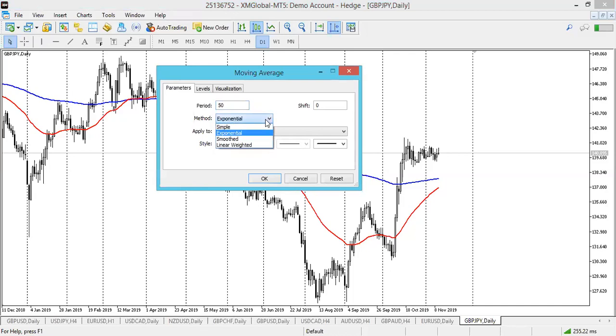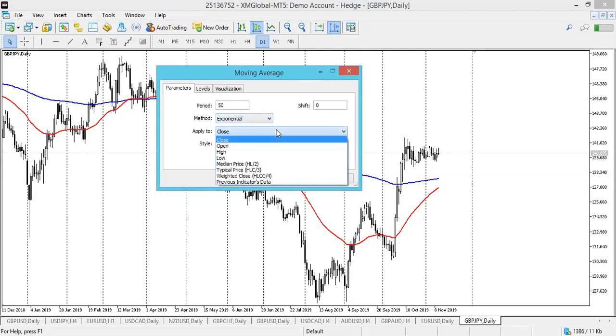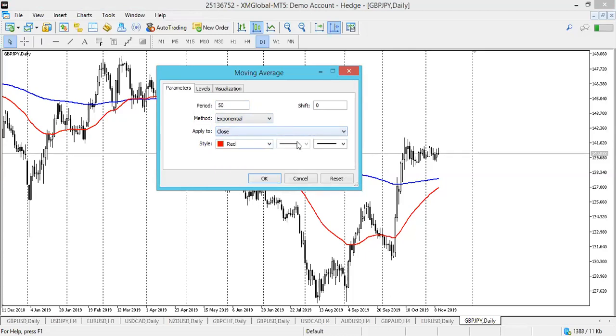And then, itatanong sa inyo, ano yung method na gusto mo? Now, you have your simple versus exponential na method. Ang madalas na ginagamit is the exponential one. No? It's a smoother moving average. And then, ang ina-average niya is, ikaw pipili. No? Open, high, low, and close. Mainly, ang ginagamit is the closing price. No? And from there, you have your moving average.